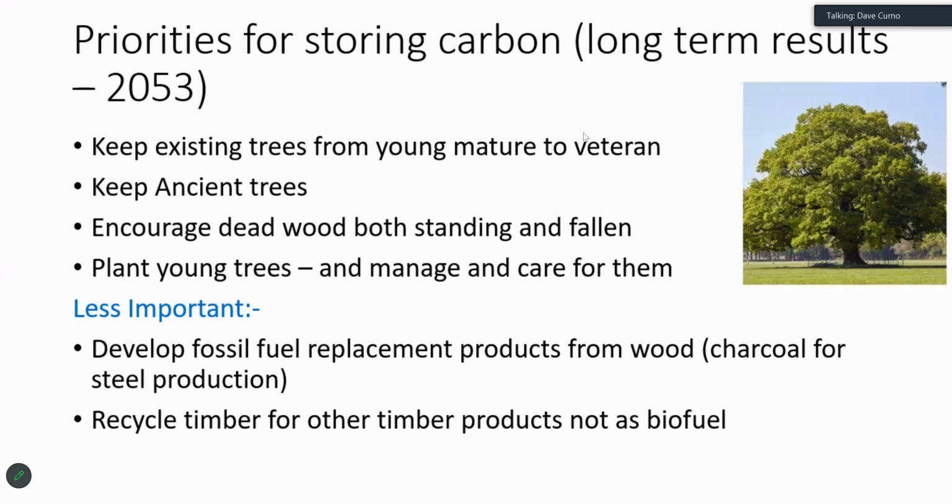Second on the list is to keep the ancient trees, and encouraging deadwood is also good. It's only further down the list that you need to plant young trees, and that's because of that curve. 30-year-old trees still haven't got to the stage where they're absorbing most carbon from the atmosphere. They're still getting towards their full potential for that.